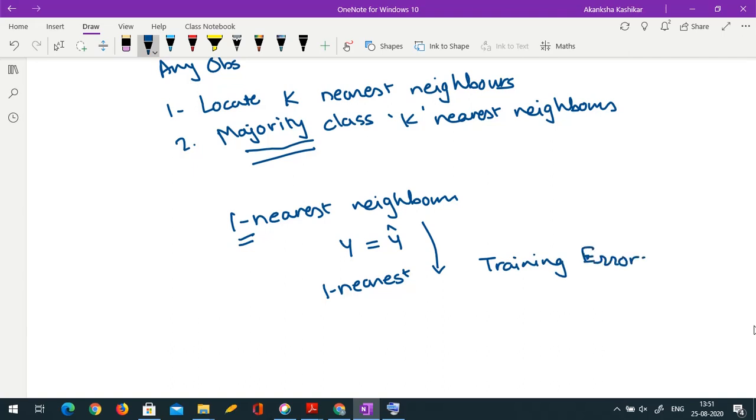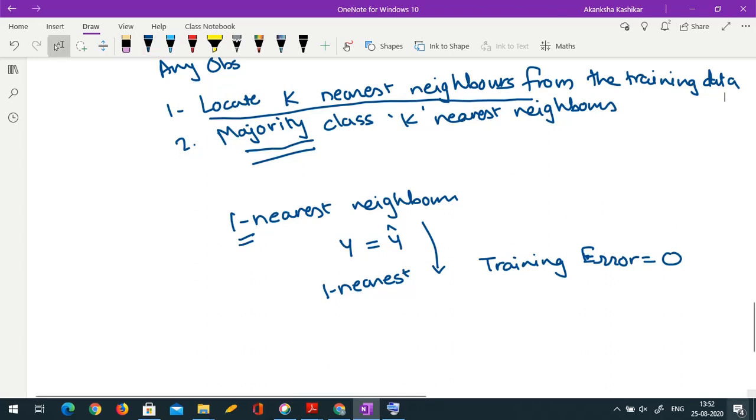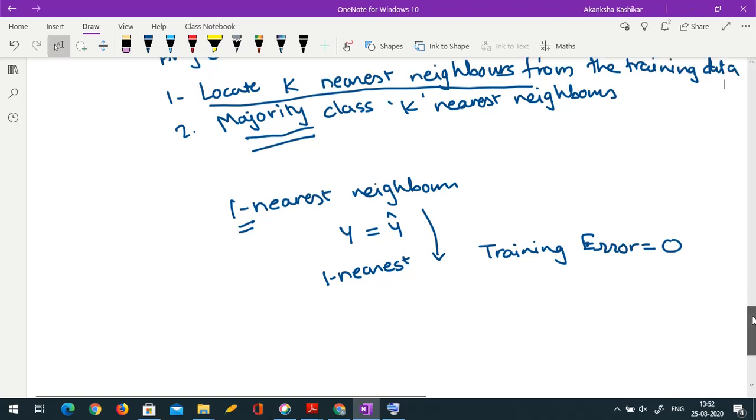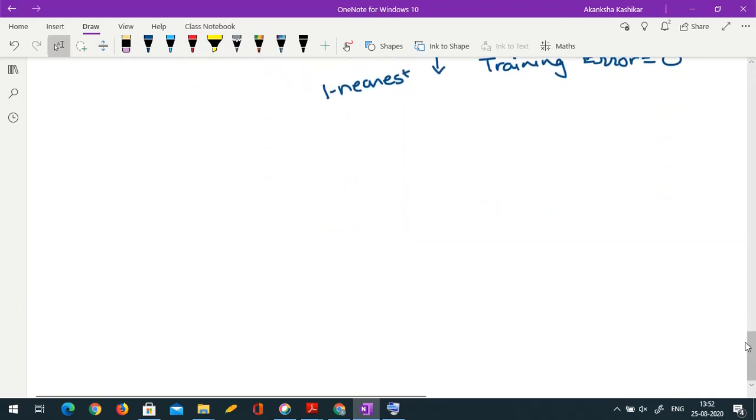Okay, this is an important point. Why is the training error 0 in a one nearest neighbor setup? Now, how do I compute the error for a test observation? For a test observation, we have to locate the k nearest neighbors from the training data, because if we try to locate neighbors from the test data, we don't know their responses. So we have to restrict ourselves to nearest neighbors from the training data. As a result, the test error need not be 0 even in a one nearest neighbor setup.